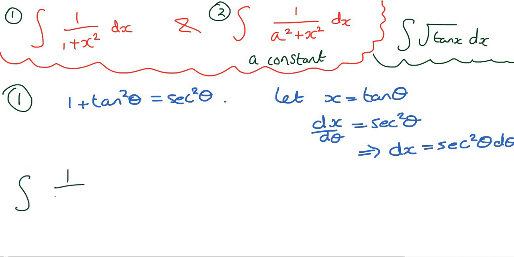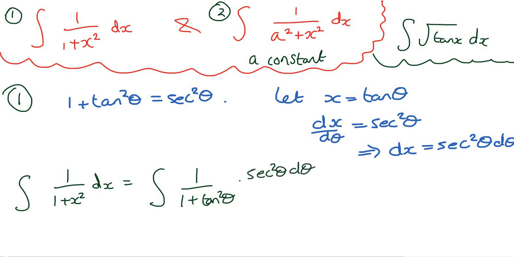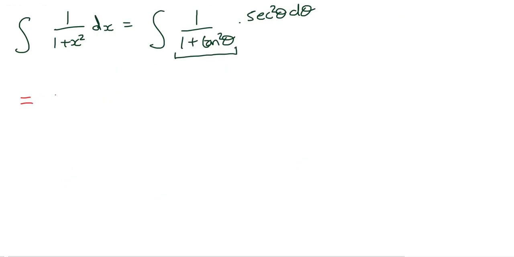So the integral of 1 over 1 plus x squared dx is equal to the integral, it's 1 over 1 plus x is tan theta, so x squared is tan squared theta. And now dx equals sec squared d theta, so our integral now looks like this. Now, this denominator, 1 plus tan squared, is nothing more than sec squared theta. That's just our identity. So we can take this further by saying this is equal to the integral of sec squared theta over sec squared theta d theta. And of course they're just going to cancel.